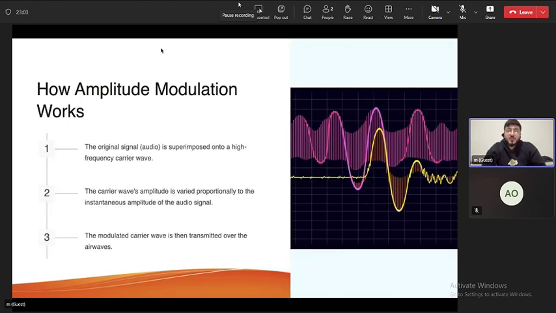How does amplitude modulation work? First of all, the original signal is superimposed onto a high-frequency carrier wave. Then the carrier wave's amplitude is varied proportionally to the instantaneous amplitude of the audio signal. Then, at the end, the modulated carrier wave is transmitted over the airwaves.